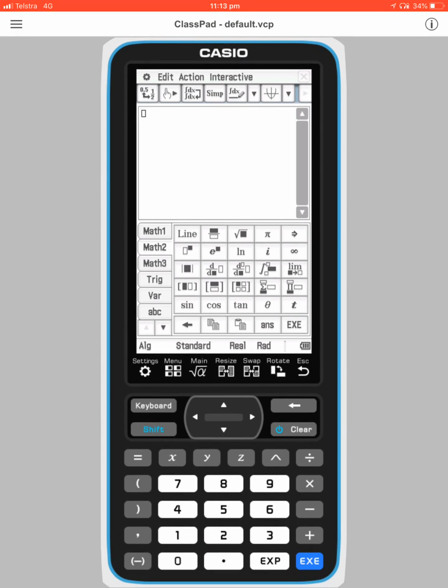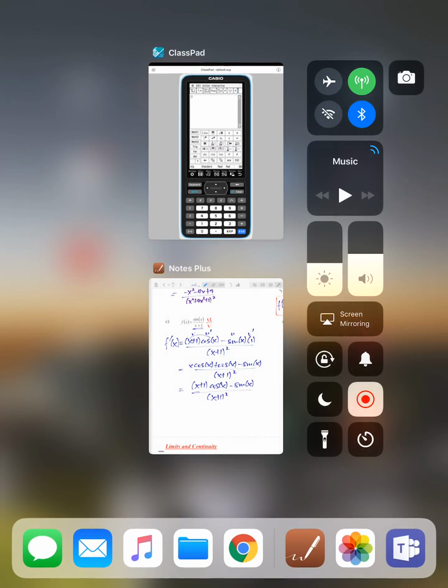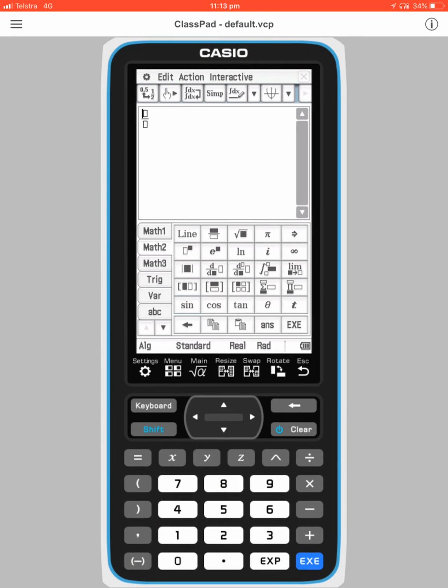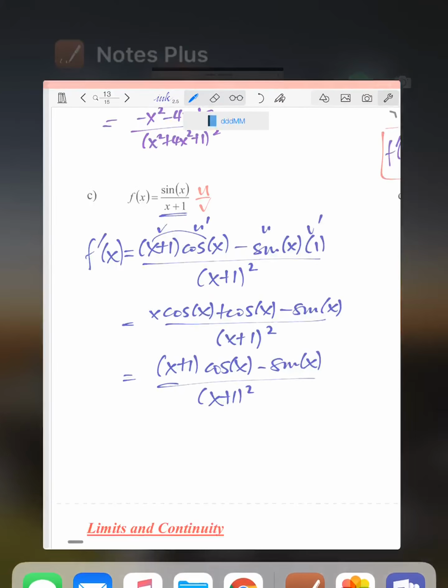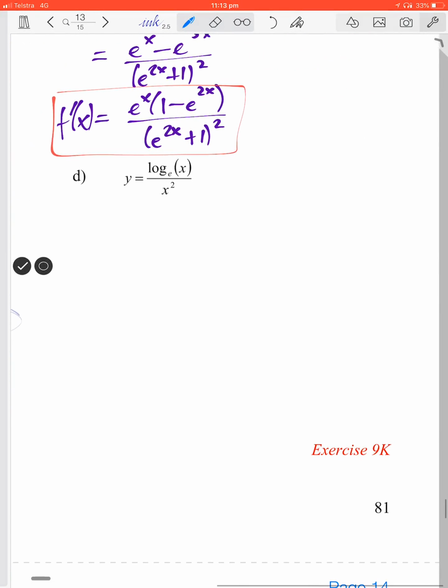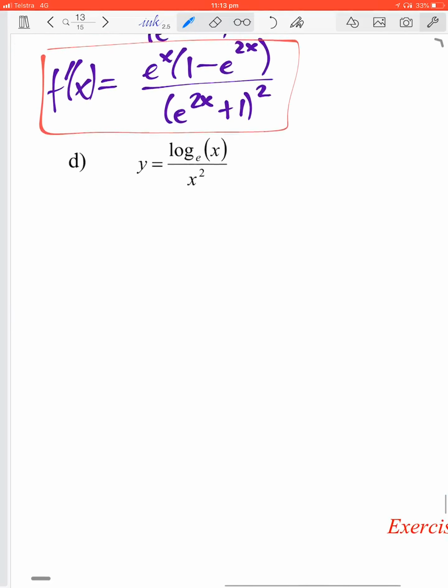Let's have a look. So sin x on x plus 1, x cos x plus cos x minus sin x. So it's exactly what we got on that line. It's the same thing. Okay, let's have a look at this one.